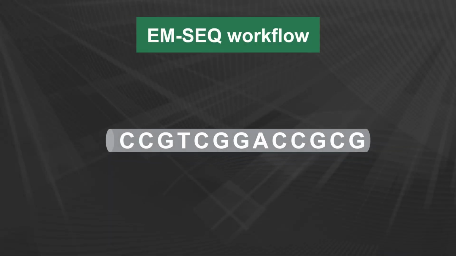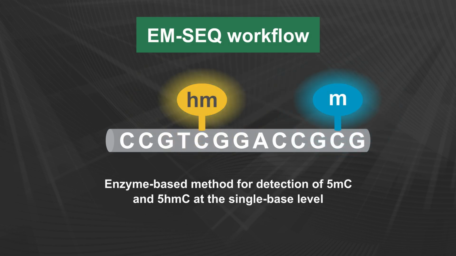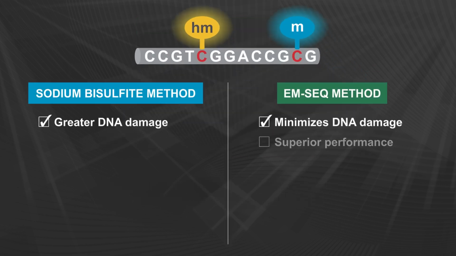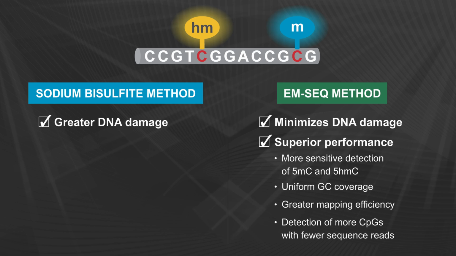The EM-seq workflow is a new enzyme-based method for detection of 5-methylcytosine and 5-hydroxymethylcytosine at the single base level within DNA. This method minimizes damage to DNA and provides superior performance compared to bisulfite sequencing, including more sensitive detection of 5-mC and 5-hmC, uniform GC coverage, greater mapping efficiency, and detection of more CpGs with fewer sequence reads.